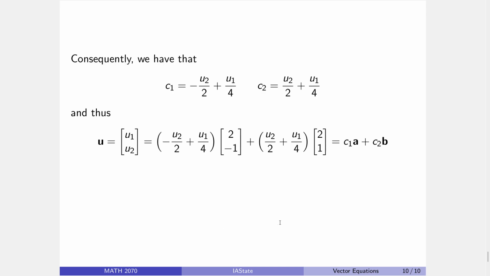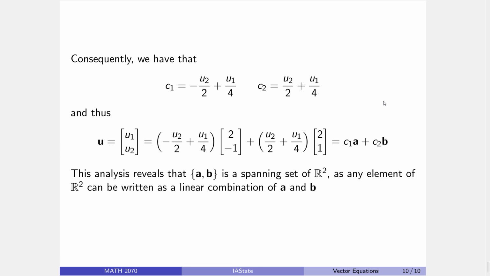Now this reveals that C1 is negative u2 over 2 plus u1 over 4, and C2 is u2 over 2 plus u1 over 4. Now note, if we plug this in, this tells me my vector u can always be written as a linear combination of A and B, where the C1 and C2 are based off of u. That shouldn't be too surprising because u, again, was a randomly chosen vector. But this reveals that every element of R2 is a linear combination of A and B, meaning that our vectors A and B are in fact a spanning set of R2.